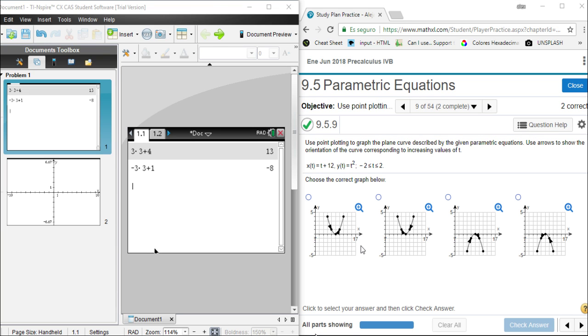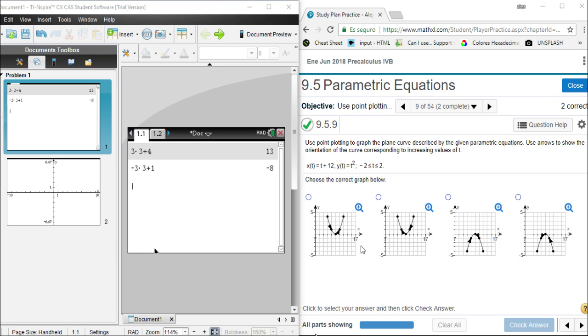Okay, second problem. The second problem says, use point plotting to graph the plane curve described by the given parametric equations. Use arrows to show the orientation of the curve corresponding to increasing values of t. So we have our two formulas of x and y and our values that are from minus 2 to 2. So we need to substitute.